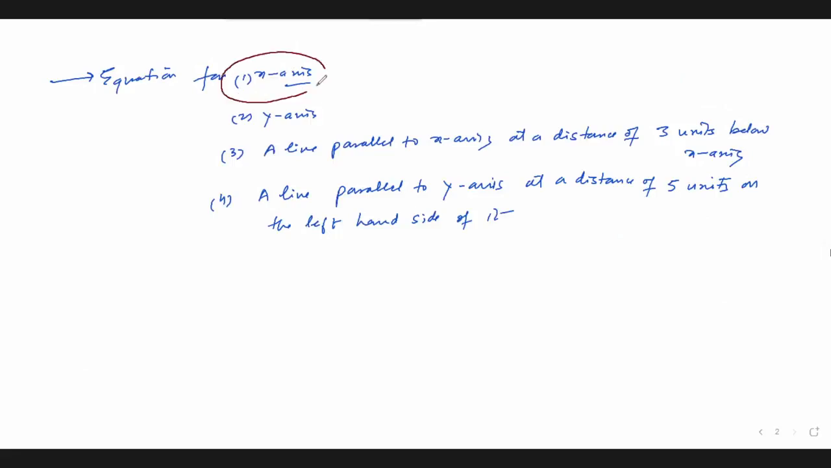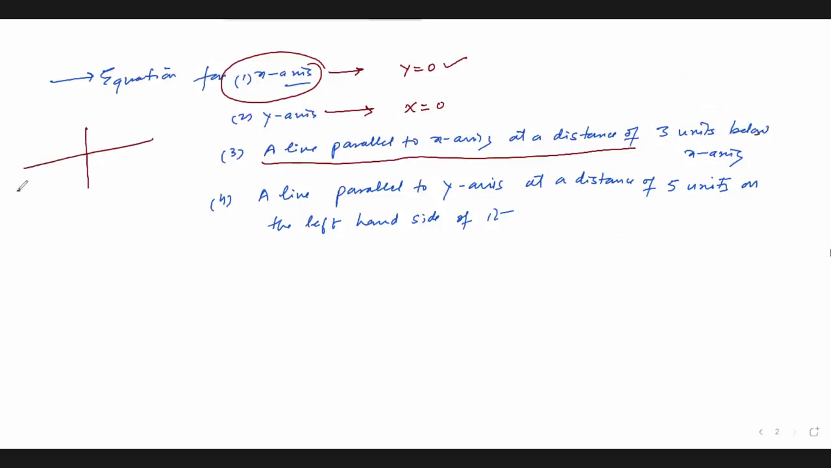So as I told you, the equation of the x-axis will be y equals 0. The equation of the y-axis will be x equals 0. And if a line is parallel to the x-axis at a distance of 3 units below the x-axis, that means we are talking about a line which is 3 units below the x-axis. So the equation will become y equals minus 3. And if a line is parallel to the y-axis at a distance of 5 units towards the left-hand side, then it will be x equals minus 5.